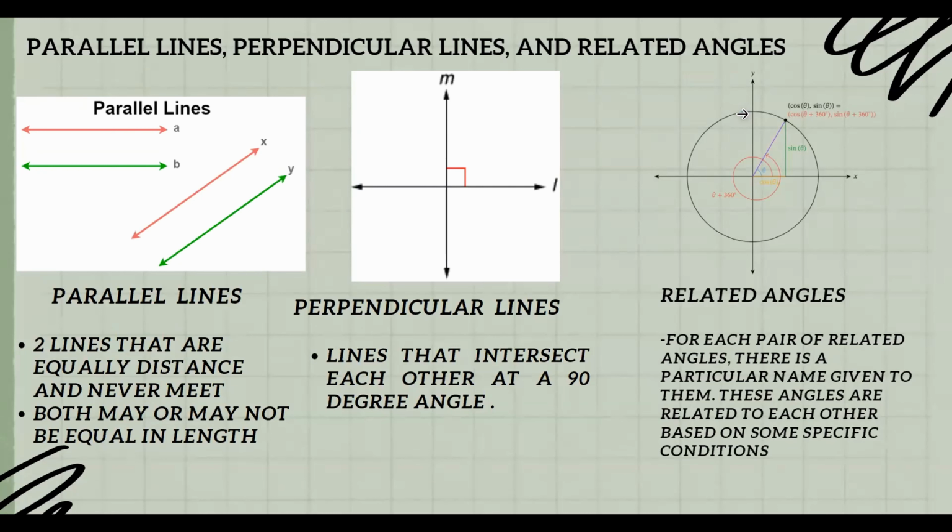Perpendicular lines are lines that intersect each other at a 90-degree angle. As you can see, this red line over here is a 90-degree angle. Related angles: for each pair of related angles, there is a particular name given to them. These angles are related to each other based on some specific conditions.